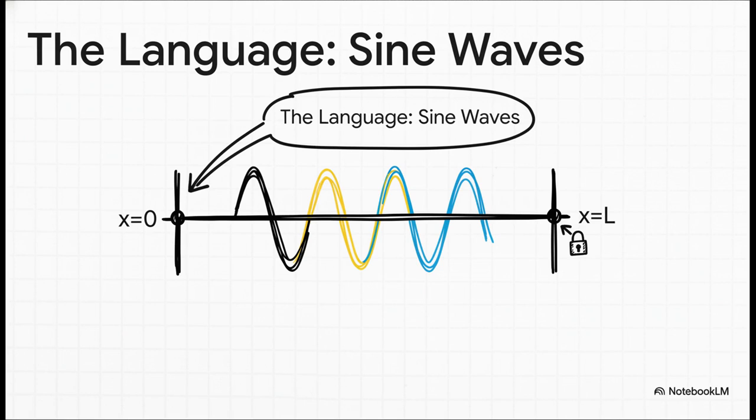Well, the key here is to speak the problem's natural language. And for a string that's pinned down at 2 points, that language is sine waves. I mean, it just makes sense, right? Sine waves naturally hit 0 at regular intervals, which is a perfect match for our condition that the string is tied down at x equals 0 and x equals L. They are the fundamental shapes, the natural modes of vibration for this entire system.